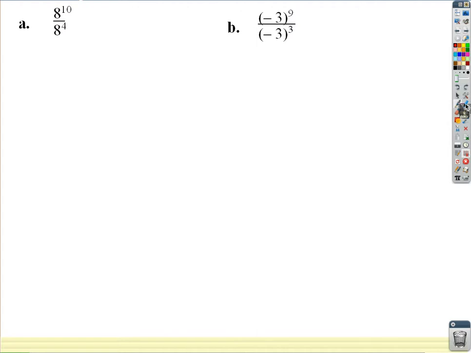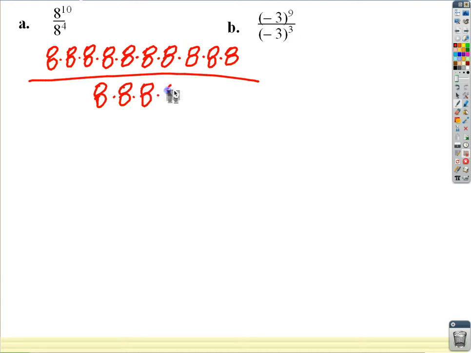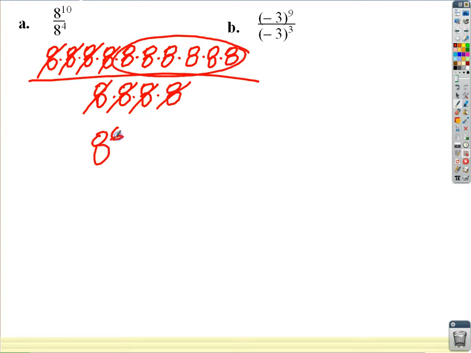Well, what this is going to look like is 8 times 8 times 8 times 8 times 8 times 8 times 8 times 8, 1, 2, 3, 4, 5, 6, 7, 8 times 8. There you go. All divided by 8 times 8 times 8 times 8. Okay, now these are going to start canceling and dividing out to become 1. And then I'm going to be left with this, which is 8 to the 6th power.